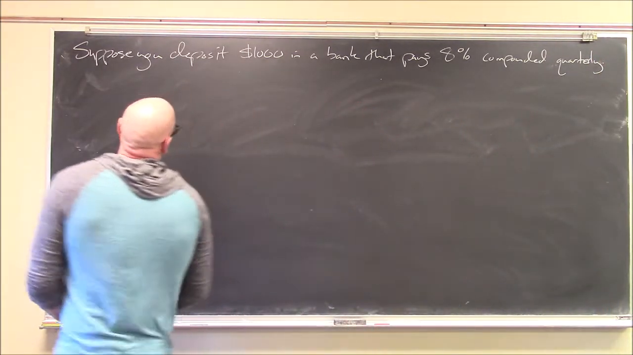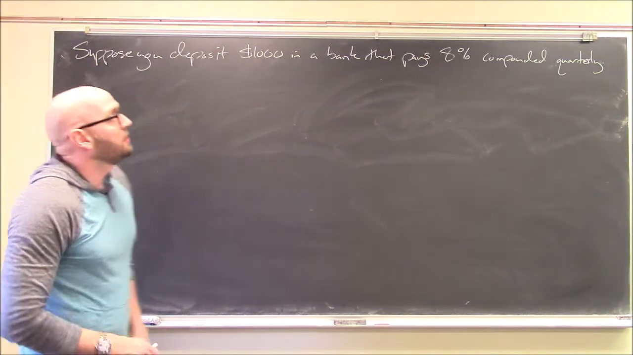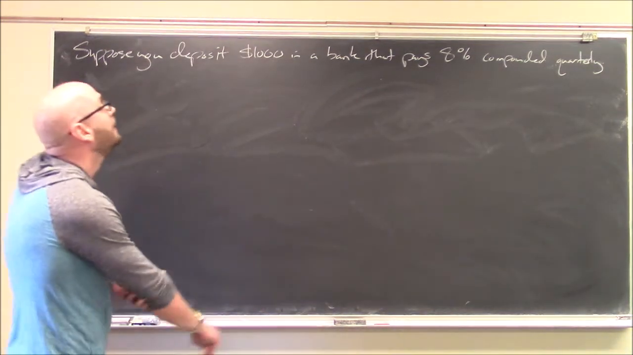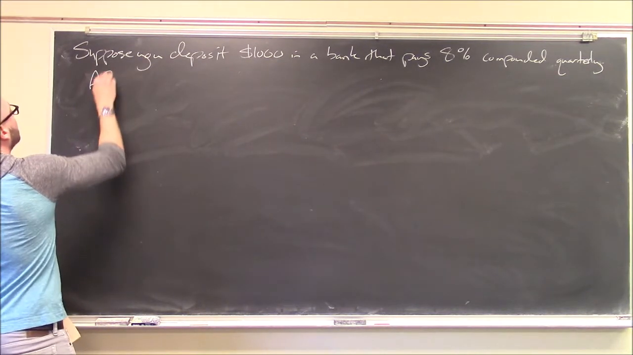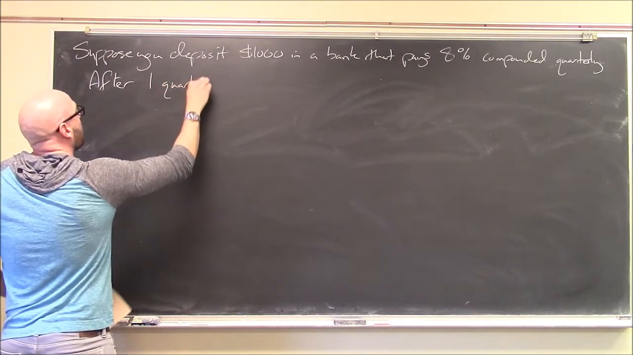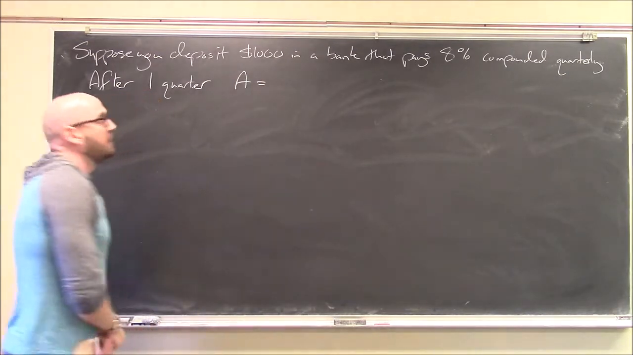So let's just suppose we do this. We put in $1,000. The interest rate is 8% annually, but it compounds quarterly. So every quarter, at the end of each quarter, we're earning interest on our investment. So after one quarter, what's the amount in the account?